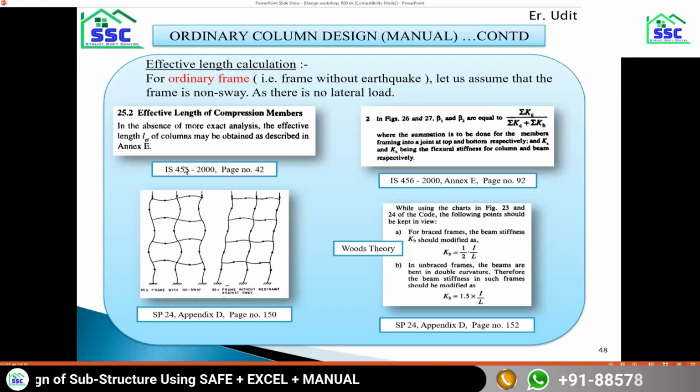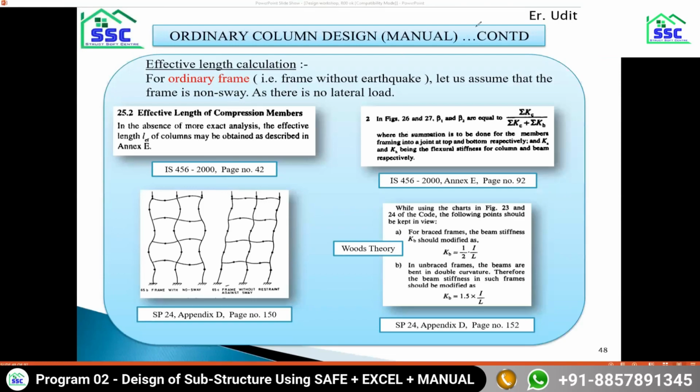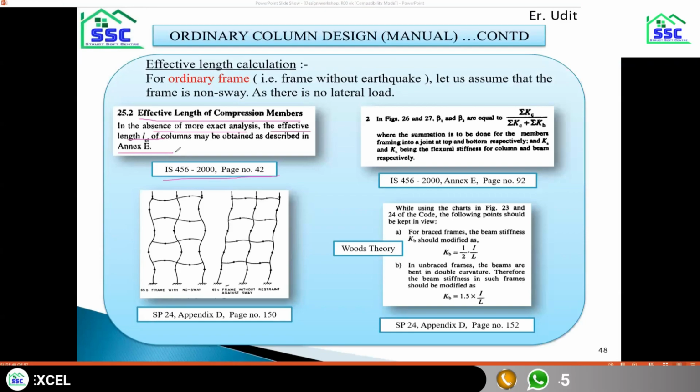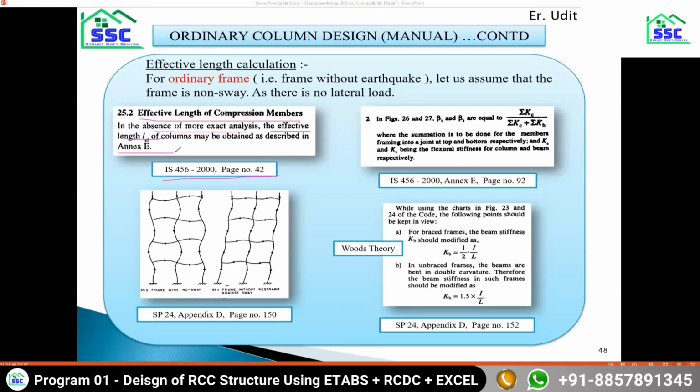So if you go to IS 456-2000, page number 42, effective length of compression member, which is nothing but our column: in the absence of more exact analysis, the effective length LEF of columns may be obtained using Annexure E. So we have to find out the effective length of the column using Annexure E, whether it is a sway frame or a non-sway frame. For both types, the effective length has to be determined using Annexure E.